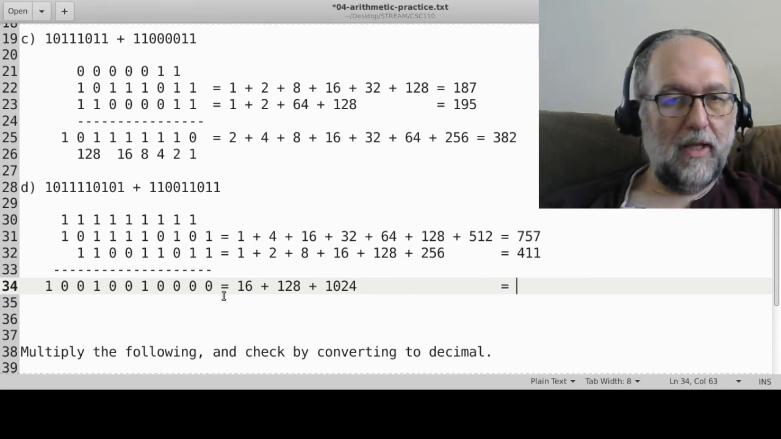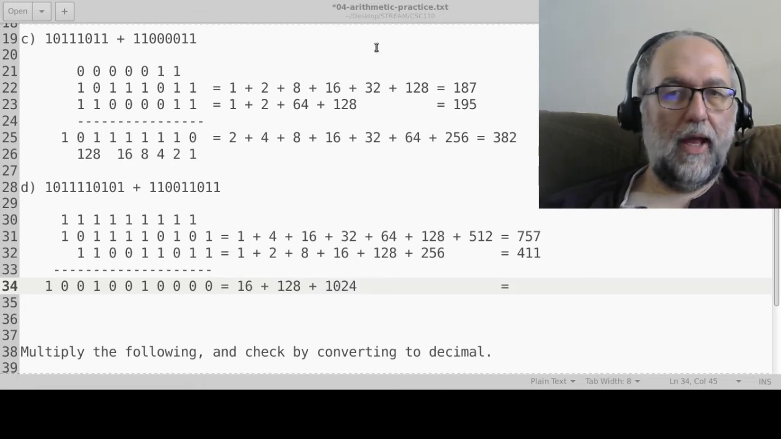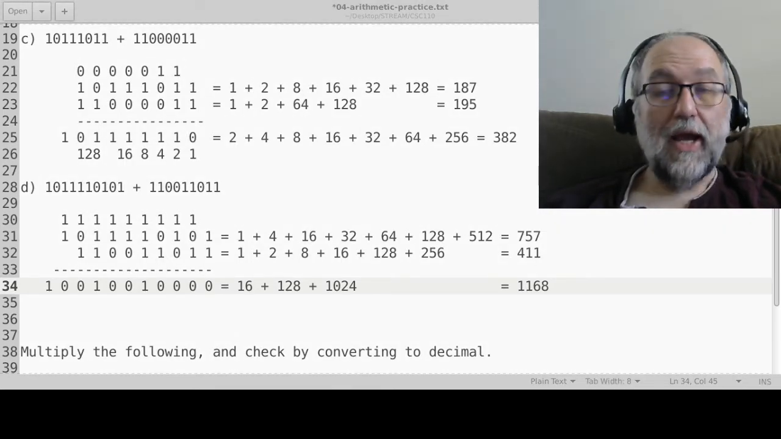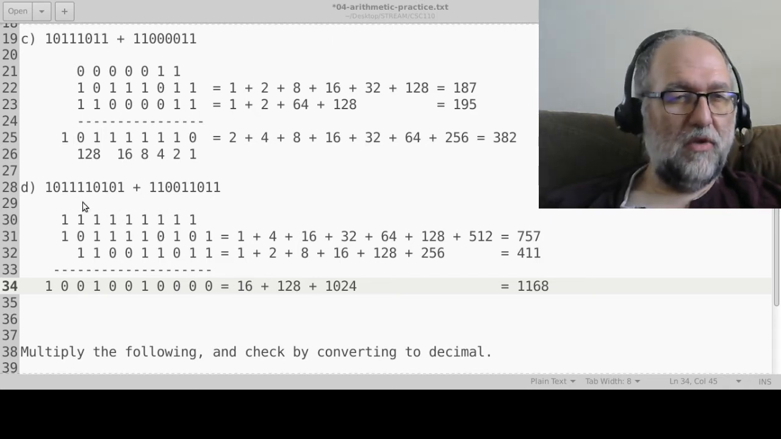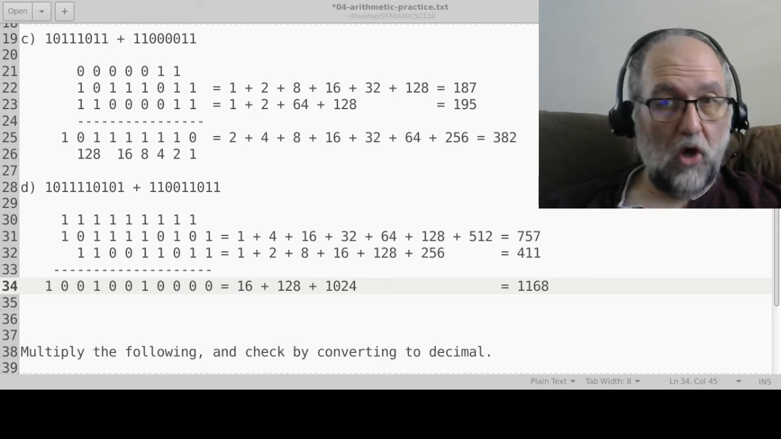Let me work that out very quickly. And it is 1,168. Okay, now if this all worked, it should be the case that if you take 757 and you add 411 to it, you should get 1,168, and you do. I just checked that on my calculator. Okay, so there you go.